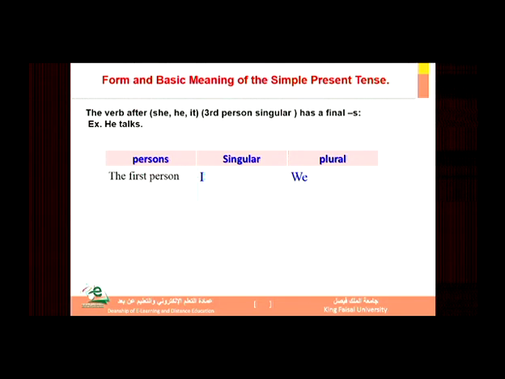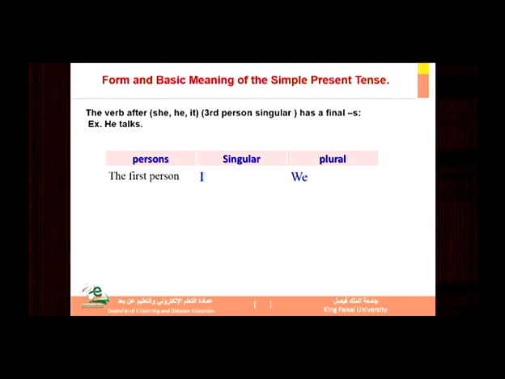These are some examples showing us how the pronouns are divided into first person, second person, and third person, and in each case we can see how the verb takes an S or stays as it is without any addition in the simple present. So this is an example of the first person.